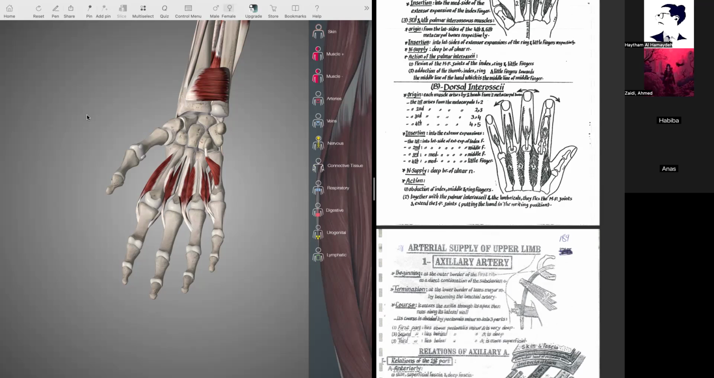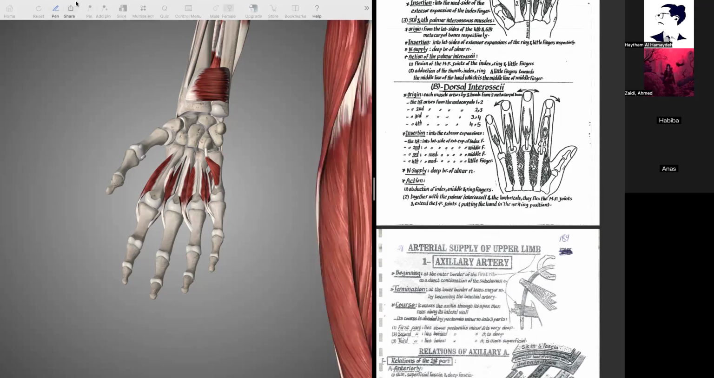I name them now. Hypothenar, three muscles to name. Flexor digiti minimi brevis, opponens digiti minimi, and the abductor, I think, or the adductor. One second. Yes, abductor. Abductor digiti minimi, right? Okay. So now we have done.